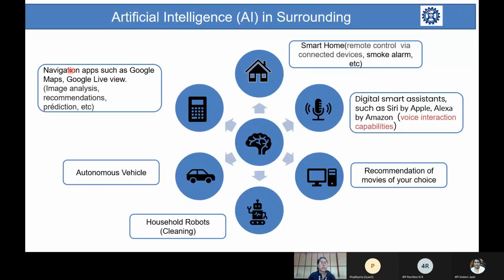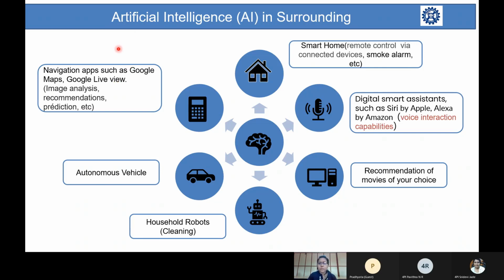In different navigation apps like Google Maps and Google Live View, AI is used for image processing, for recommendation, for prediction. One example I can give: if a user wants to catch a train and enables Google Live View, he can know where the nearest elevator is. So here we can see the use of artificial intelligence in our surroundings.